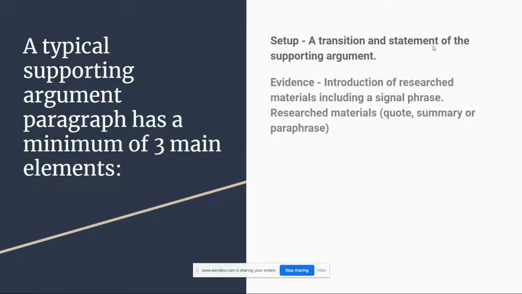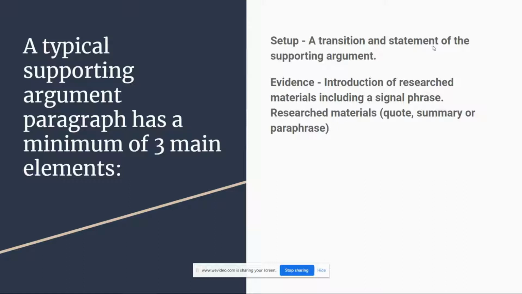The evidence is the introduction of research materials, including a signal phrase, and the research materials, which would be a quote, a summary, or a paraphrase. If you've done your research, this is fairly straightforward. You should introduce the source and perhaps the credibility for the evidence if this is the first time you've used that source. You're absolutely required to at least have a signal phrase followed by then the evidence.